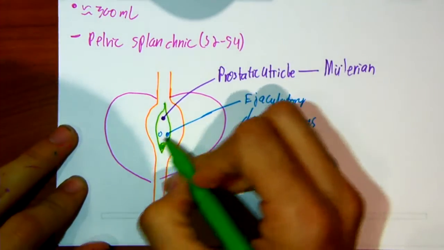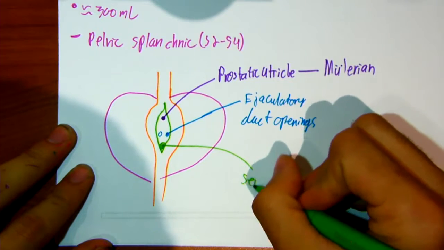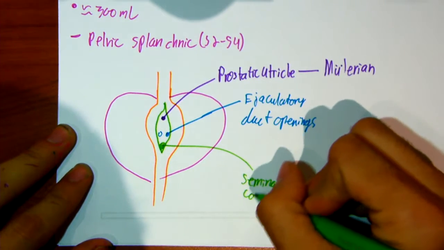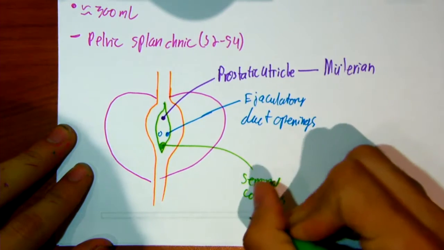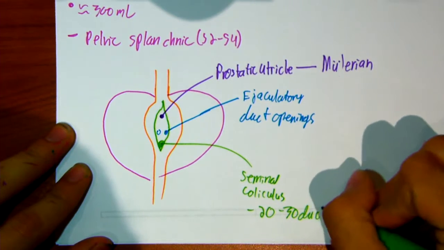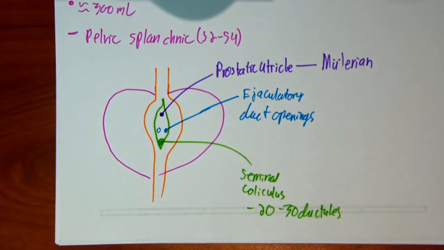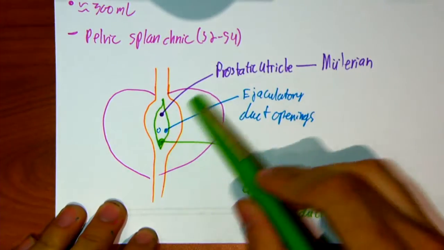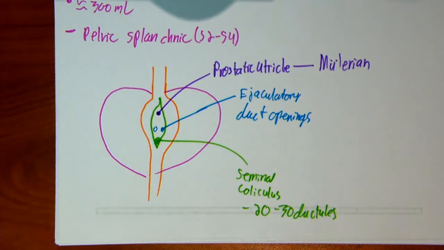All right, and down here, this region is the seminal colliculus. And this is where you'll have approximately, I think it's 20 to 30 ductules. Those open and are relatively important in regards to prostatic secretion. It's important to understand where these things are located so you can understand where these secretions empty into. Not to mention here we have a homologous structure. Prostatic utricle is remnant of the Mullerian duct in the male.